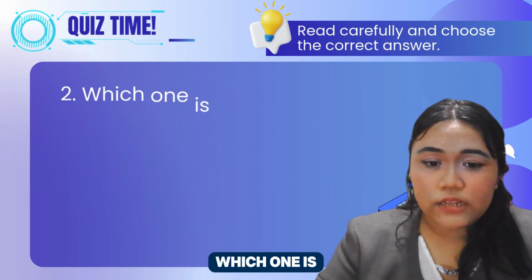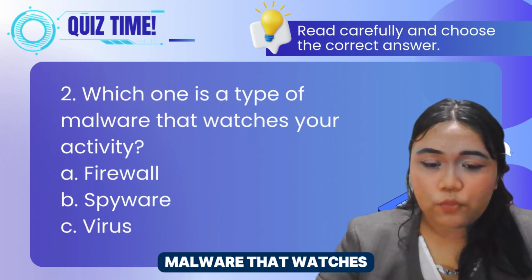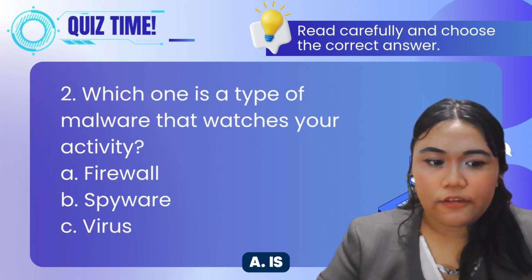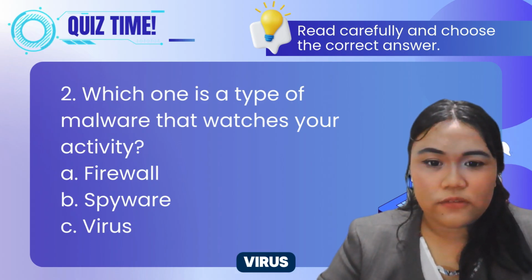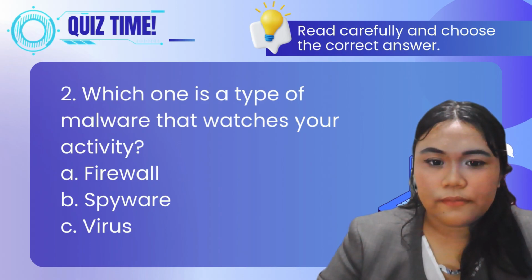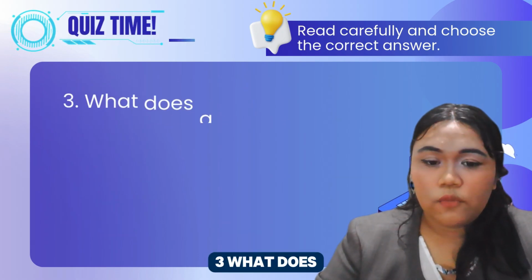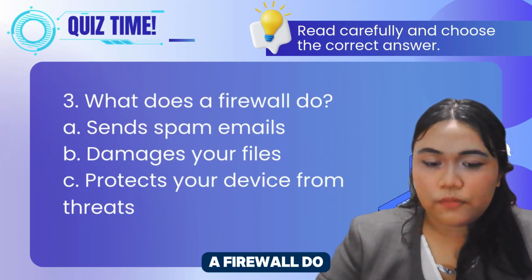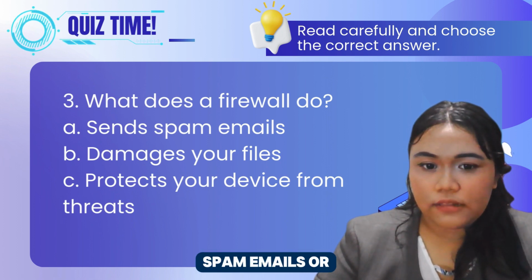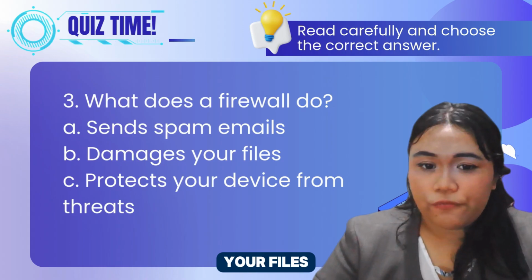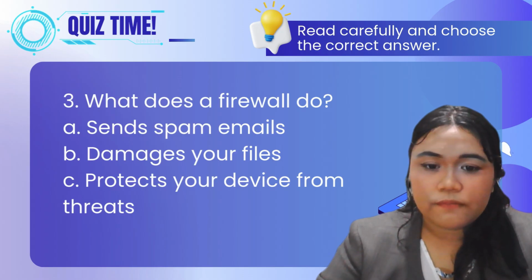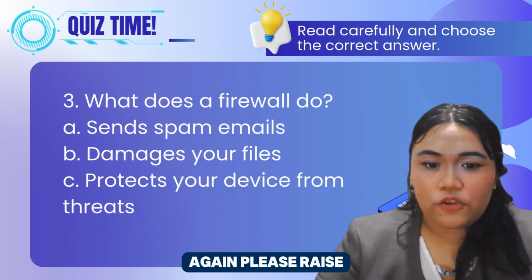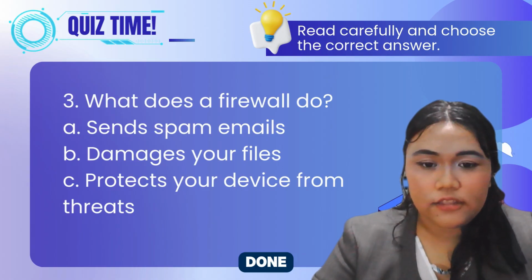Number 2. Which one is a type of malware that watches your activity? A. Is it firewall? B. Is it spyware? Or letter C. Virus? Moving to number 3. What does a firewall do? Is it A. Send spam emails? Or B. Damage your files? Or letter C. Protect your device from threats? Again, please raise your right hand with your pen if you are done.